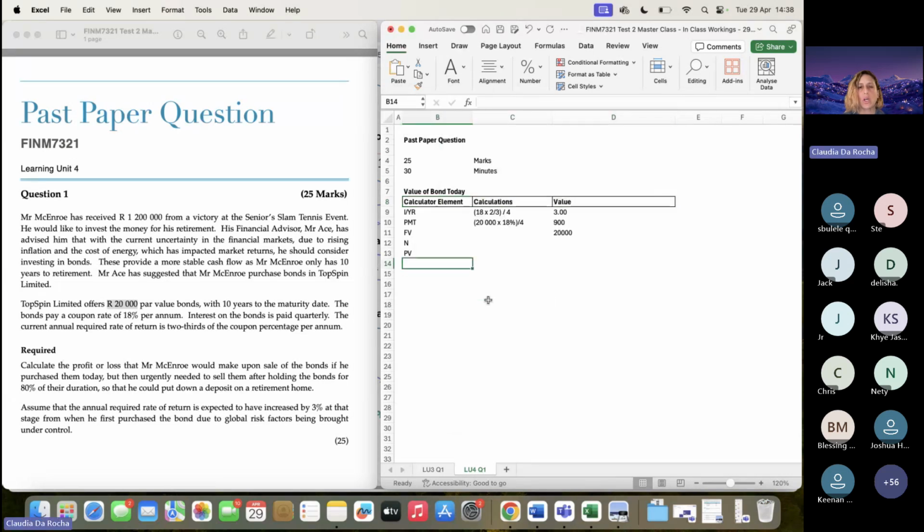Okay. Right. Then I have my N. They told me N is 10. They said it's 10 years to maturity. Whenever we calculate the bond, we always calculate the N as the years to maturity. So how long are we going to hold it? Because of the compounding period, we're going to multiply it by 4. So we know that this is 40.